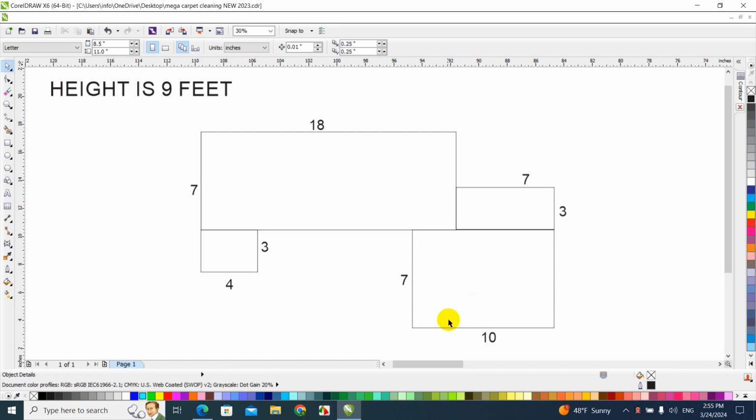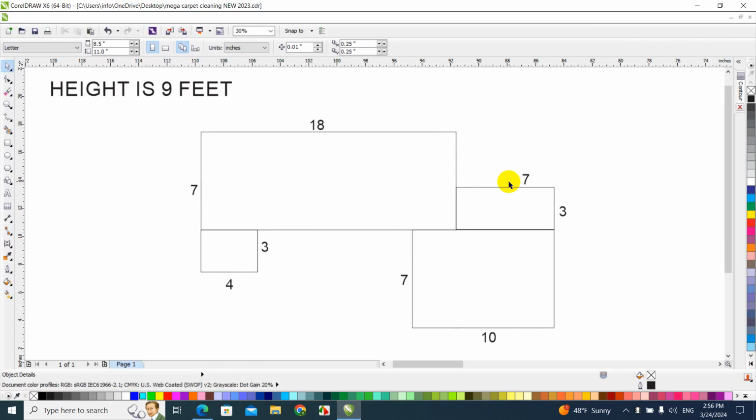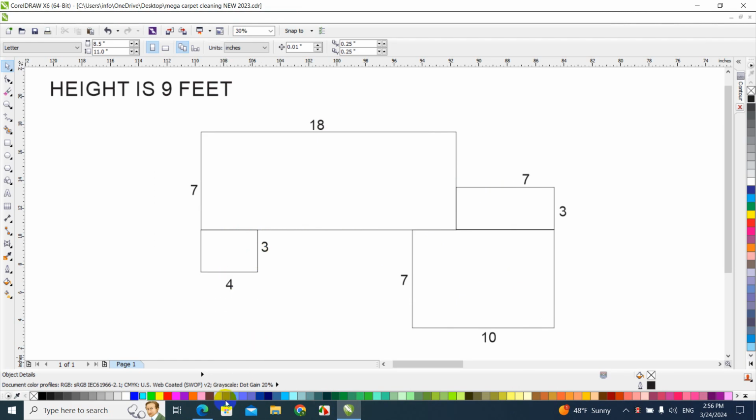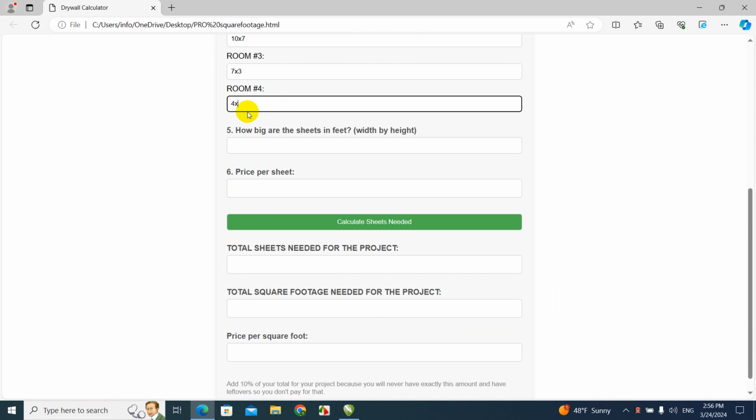The second biggest one is 10 by 7. So let's type in here 10 by 7. And this is in feet, okay? Now the third one is 7 by 3. We're gonna type that here, 7 by 3. And the smallest room is 4 by 3. So we're gonna type that here, 4 by 3. Now, how big are the sheets that you're gonna use?